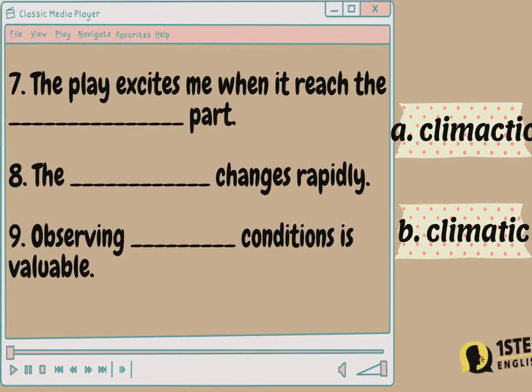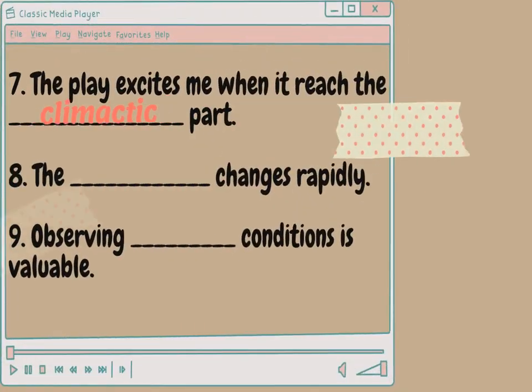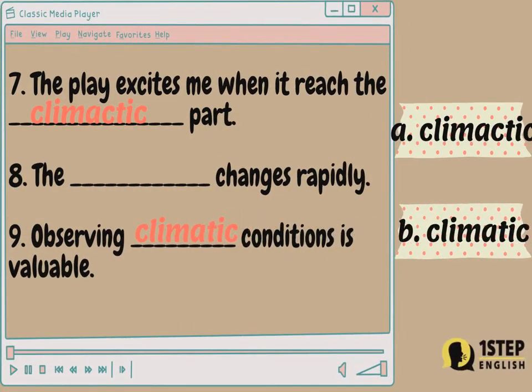Number 7. The play excites me when it reached the blank part. Number 8. The blank changes rapidly. Number 9. Observing blank conditions is valuable. Letter A. Climactic. Letter B. Climatic. The correct answers are: Number 7.